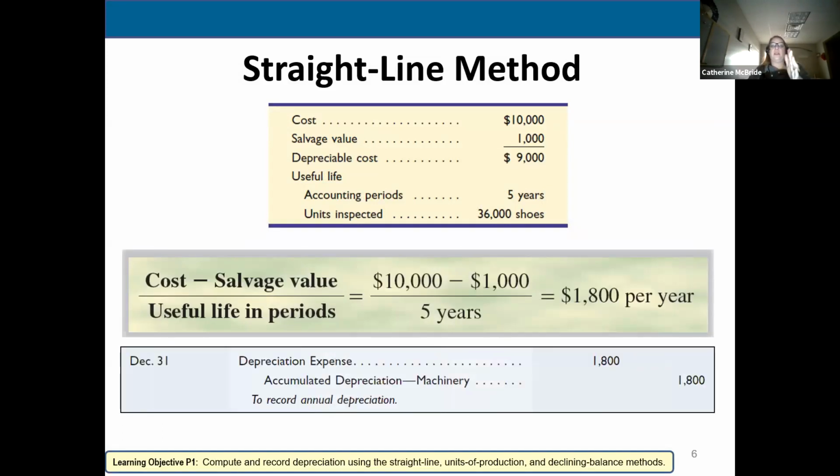So we know that the cost of the asset was $10,000. The salvage value is 1,000, so our depreciable cost is 9,000. The units is going to be 36,000 units. The life of the machinery is 36,000 shoes. So we expect that the unit will produce 36,000 shoes in its lifetime. So think of that exactly like 5 years, except it's in units.